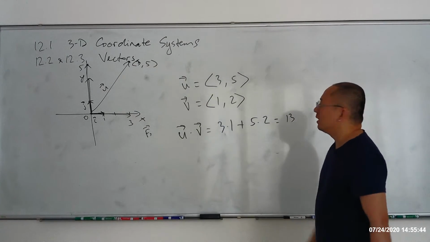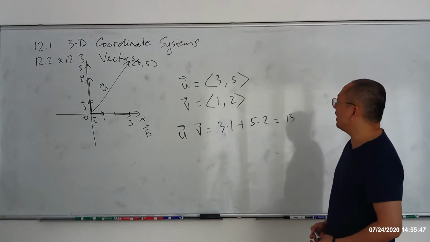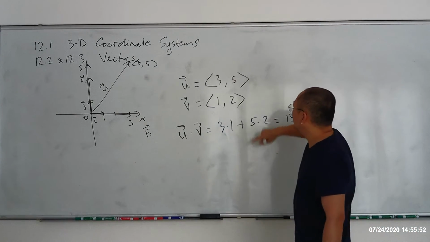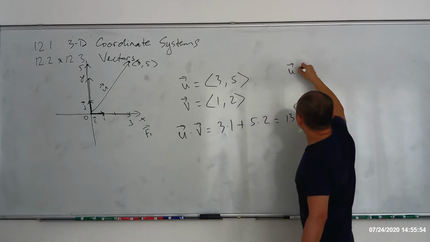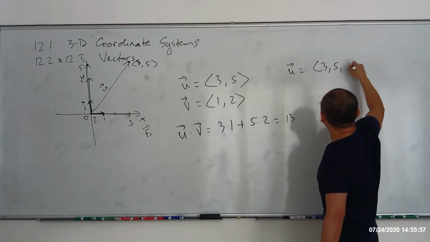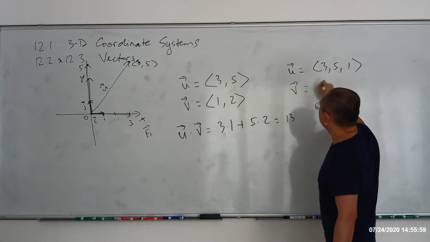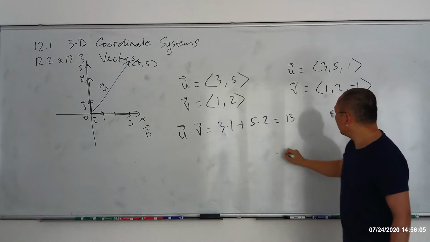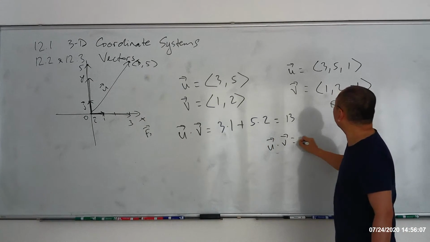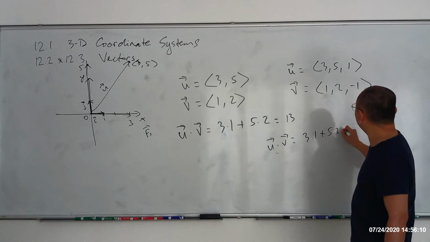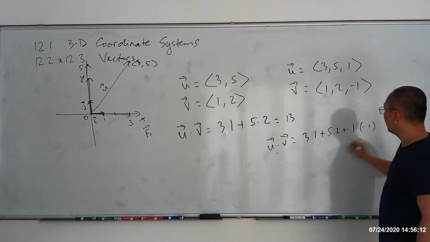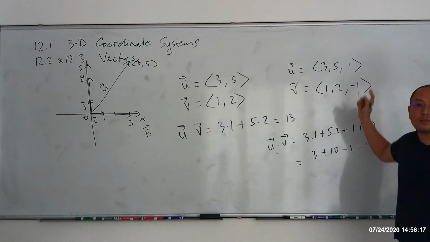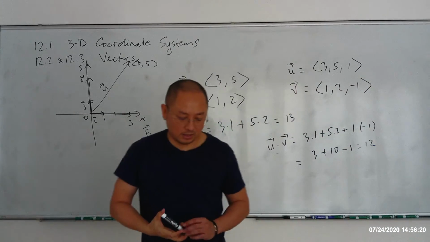And this is 2D. Of course, by similarity, you can figure out the same rule for 3D. You've got z, okay? Say u here is equal to 3, 5, 1, and v here is 1, 2, -1. And guess what? u dot v is going to be 3 times 1 plus 5 times 2 plus 1 times -1. So this is 3 plus 10 minus 1, equal to 12. Same idea, just apply to the z components as well.